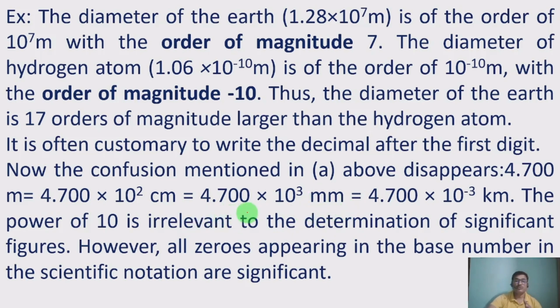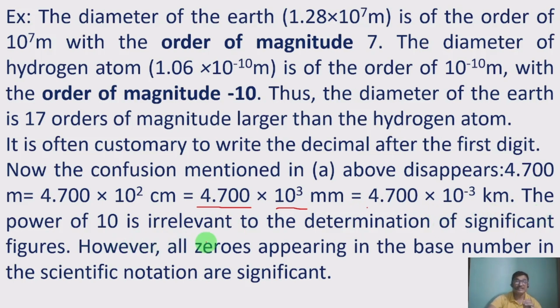Here we have taken 4.700 only, as in the previous case, but here we can write 4.700 into 10 raised to 3. Therefore, we can eliminate the confusion. Then 4.700 into 10 raised to minus 3 kilometer. Thus, in all of these, 4.700 meter, 4.700 into 10 raised to 2 centimeter, 4.700 into 10 raised to 3 millimeter, 4.700 into 10 raised to minus 3 kilometer.